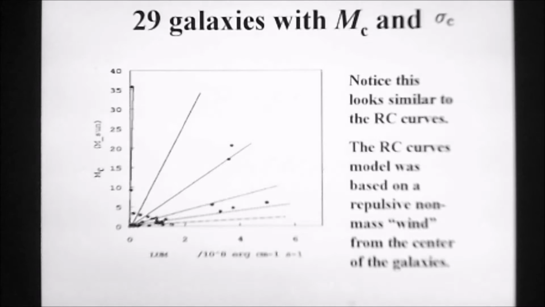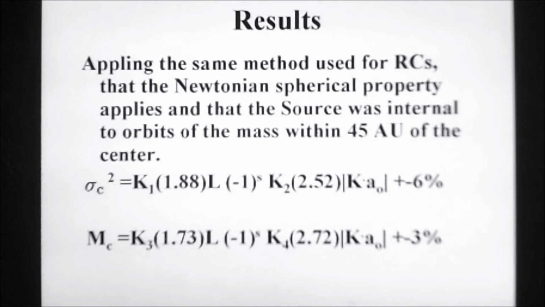And here's how they plot the central mass versus the luminosity. You will notice how similar this is to the rotation curve model. Applying the same method used for rotation curves, that the Newtonian spherical property applies, and that the source was internal to orbits of the mass within 45 AU of the center, we end up with equations very similar to the rotation curve. The result, of course, has very good agreement.